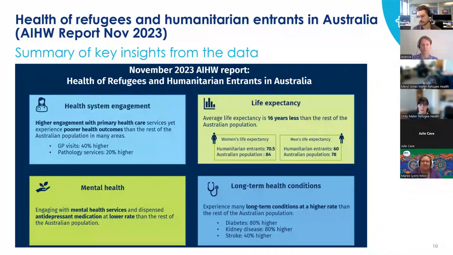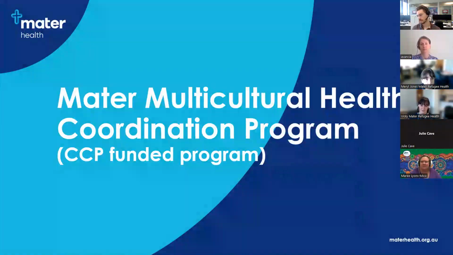So this is the data. There are obviously the reasons and the rationale behind that, and that's also part of the ongoing work. This is the first of a series of reports that are being released, and we hope to continue to see those, which will help inform the decisions we make when we're implementing programs going forward. Which leads me to why we're here today, which is to talk about the MARTA Multicultural Health Coordination Program.